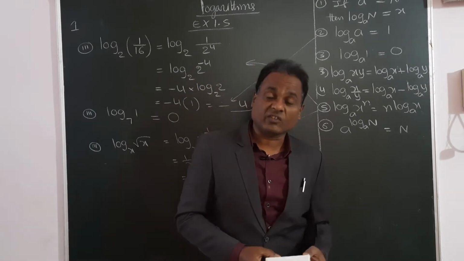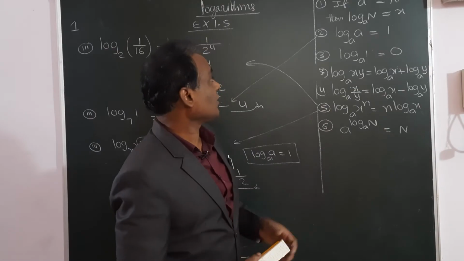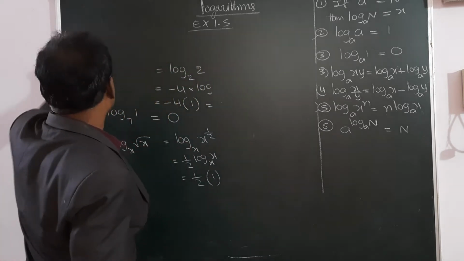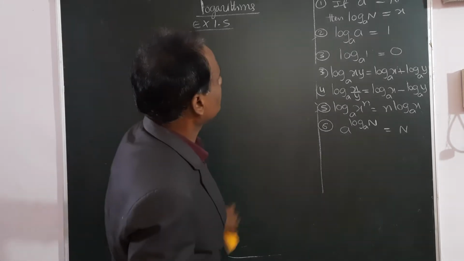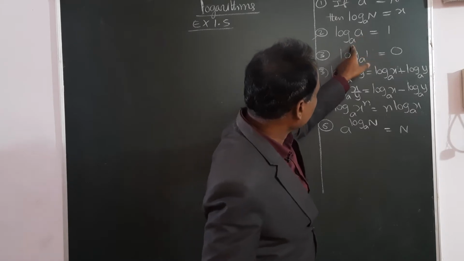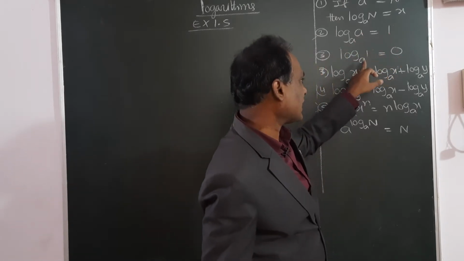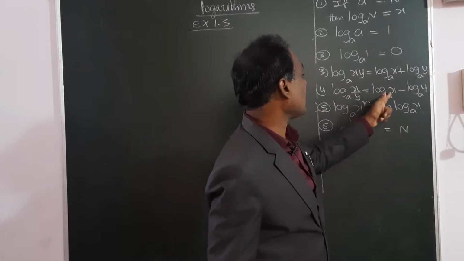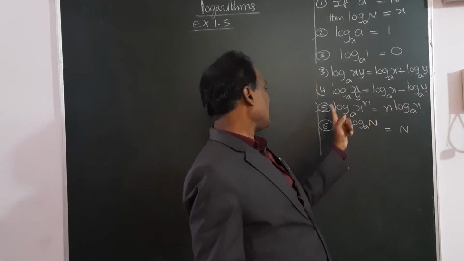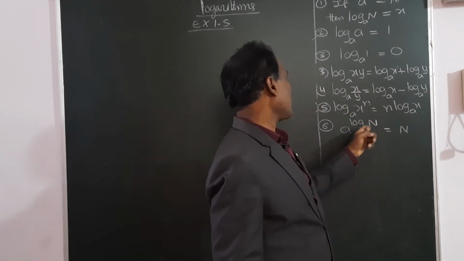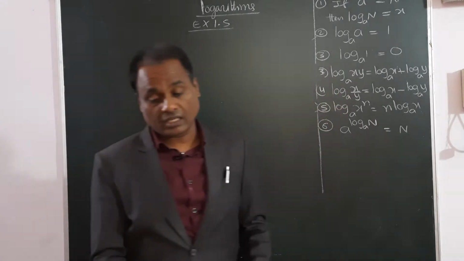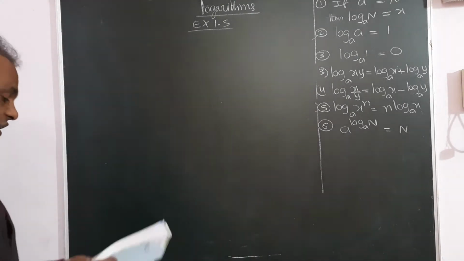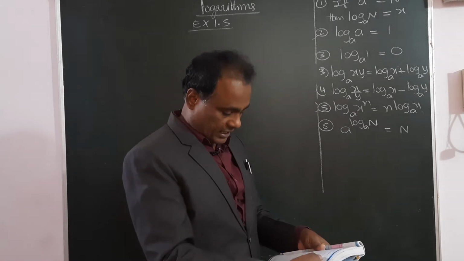After that, I explained a few more formulas. I already listed all the formulas here. Log a base a, if both are equal it is 1. Log 1 for any base is 0. Log x into y is log x plus log y. Log x by y is log x minus log y. Log x power n is n into log x. And a power log n to base a is n. These are the 6 basic formulas.